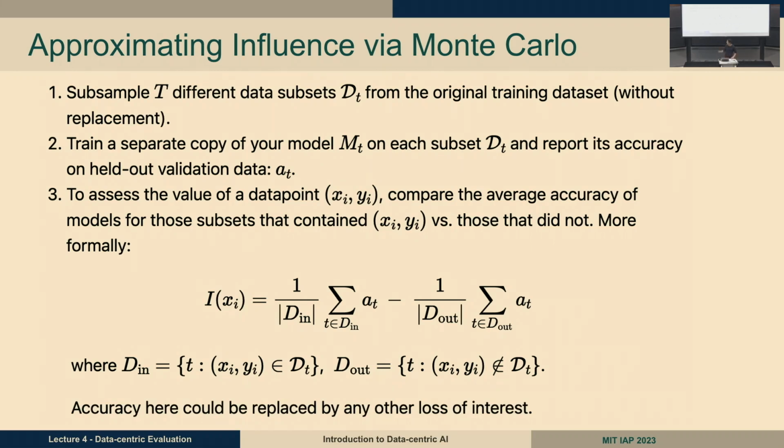And just to be clear, the accuracy there could be replaced with any evaluation metric of interest. And then if we were interested in how my model's predictions are changing rather than the loss changing as a result of including this data point or not in the data set, you can just measure the predictions at every single data point in your validation data set and measure how much the predictions are changing for each of these subsets, but it's still the same strategy.